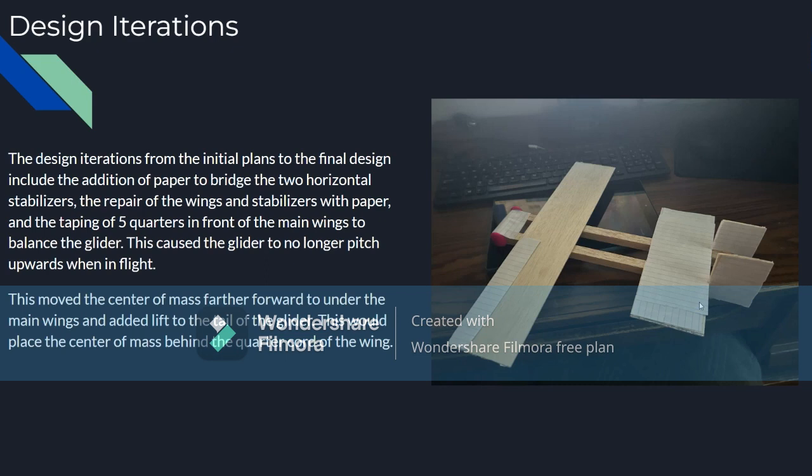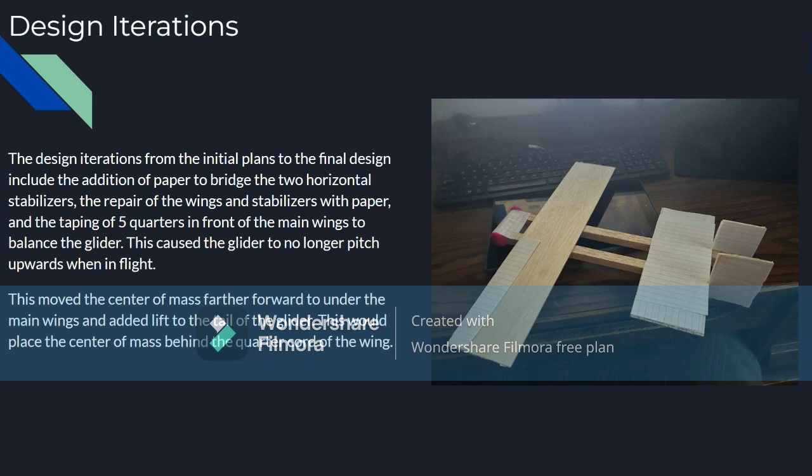Design iterations. The design iterations from the initial plans to the final design include the addition of paper to bridge the 2 horizontal stabilizers and the repair of the wings and stabilizers with paper. I also taped a quarter to the front, in front of the main wings, to balance the glider and cause the center of mass to shift forward. This caused the glider to no longer pitch upward when in flight.